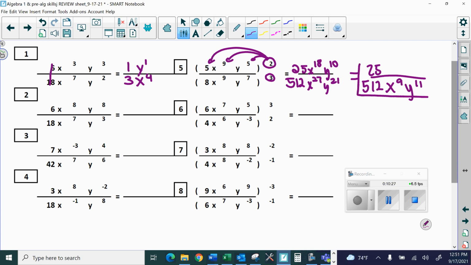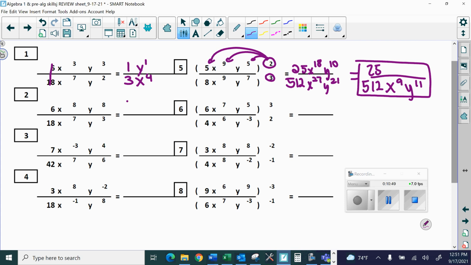When you're finally done in all these answers, you only can have one x and one y, meaning I can't have an x in the numerator and the denominator. It can only be in one place, numerator or denominator. You never have, as we have here, x cubed over x to the seventh. You'll never leave it like that. You're down to one of each variable at most, unless they cancel out.